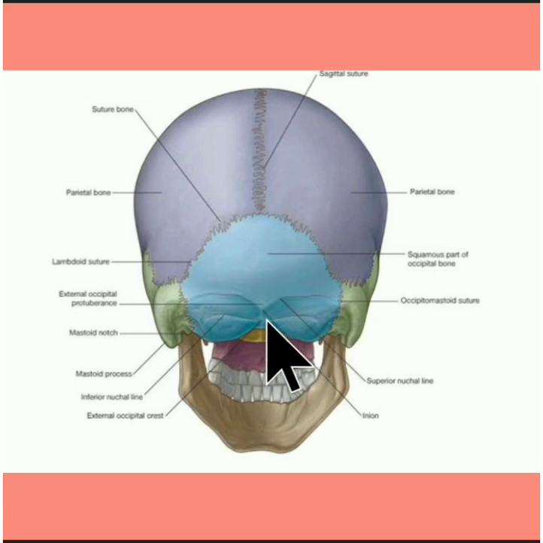Then the other ridge is called the inferior nuchal line. This is another ridge which runs laterally from the middle of the external occipital crest. Between the superior nuchal line and the inferior nuchal line there is the attachment of two muscles.